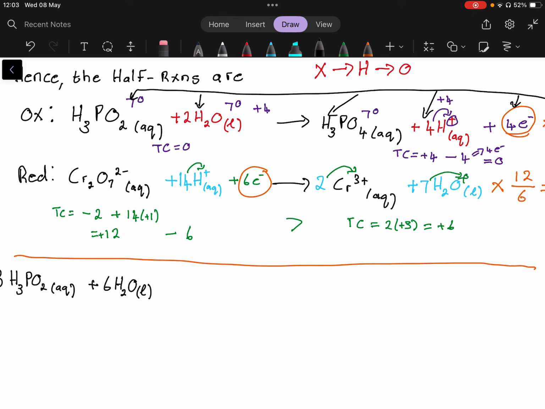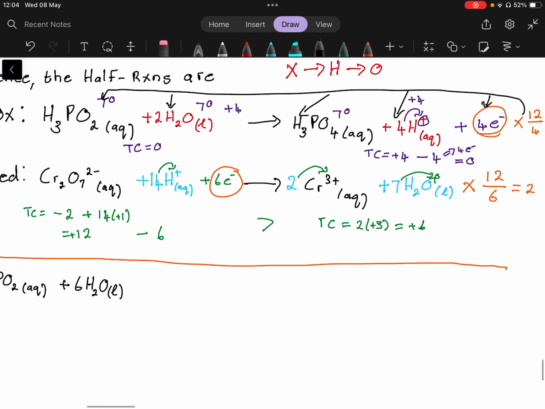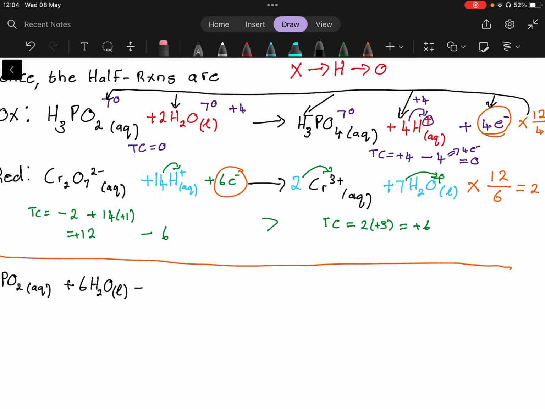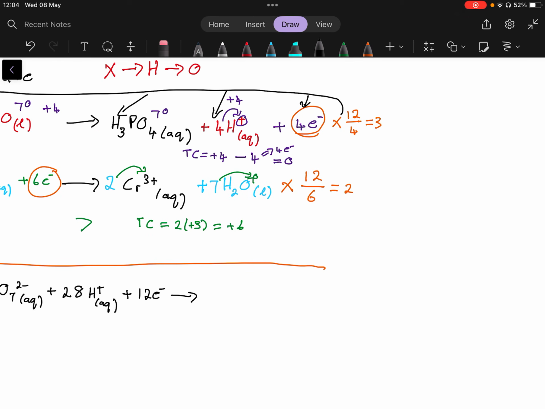On the redox side, we need to multiply by 2, so we'll have plus 2Cr2O7 2- aqueous plus 28H+ aqueous. And I'm going to add the electrons, even though we know they're going to cancel, but we just double check ourselves. So 2 times 6 gives us 12 electrons. That's the reagent side. So let's look at the product.